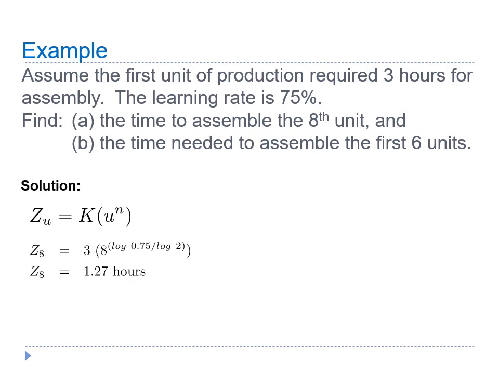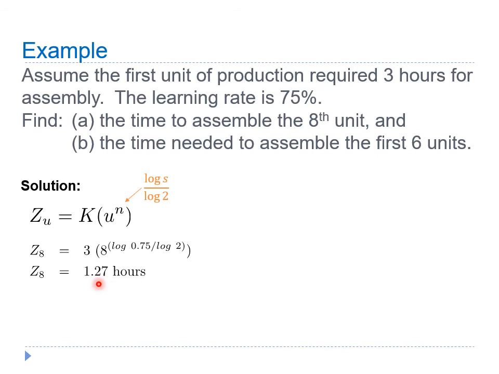To calculate the time to assemble the 8th unit, we can use this formula. U here stands for the number of output units to estimate the assembly time, which is 8. K is the time for the production of the first unit, which is 3 hours. And N here is given by the ratio of log S to log 2, whereby S is the learning rate in decimal, which is 0.75. With this information, the estimated time to assemble the 8th unit is equal to 1.27 hours.